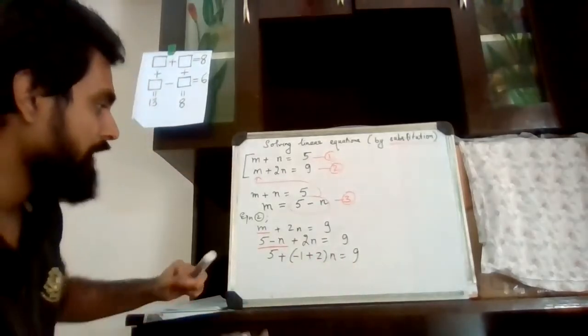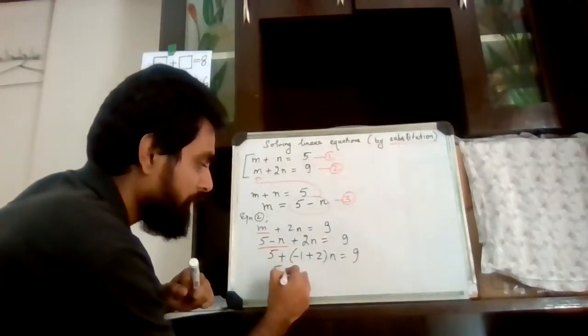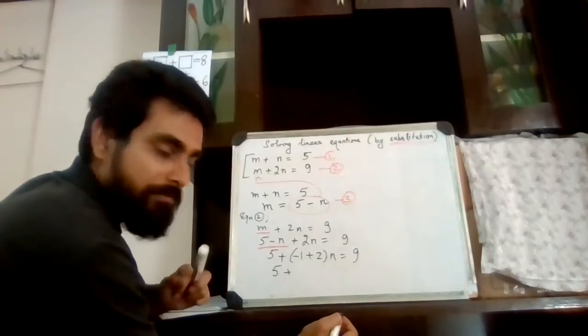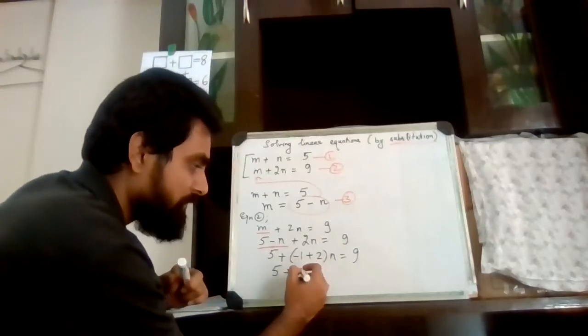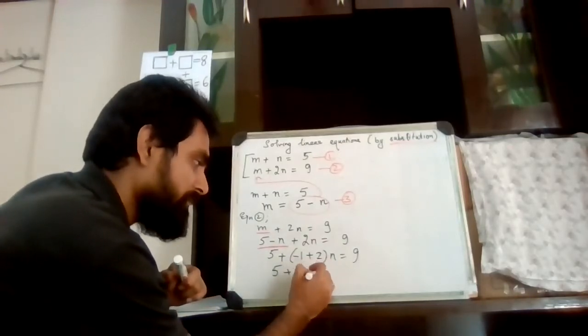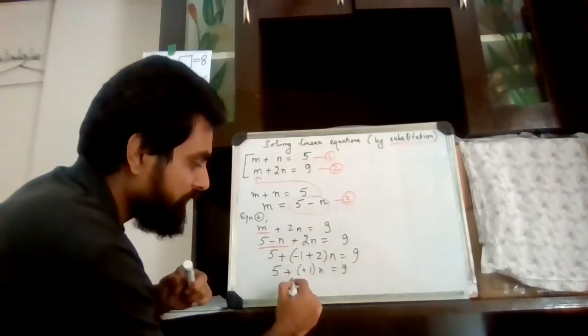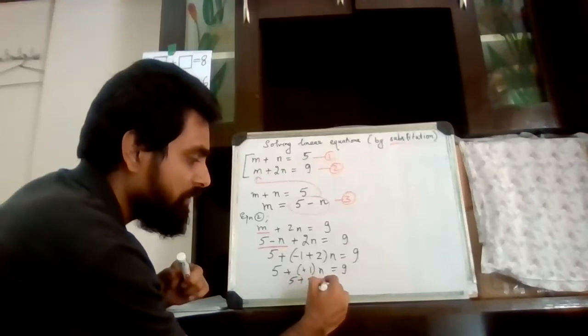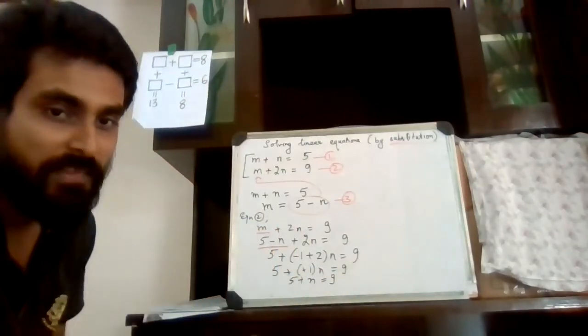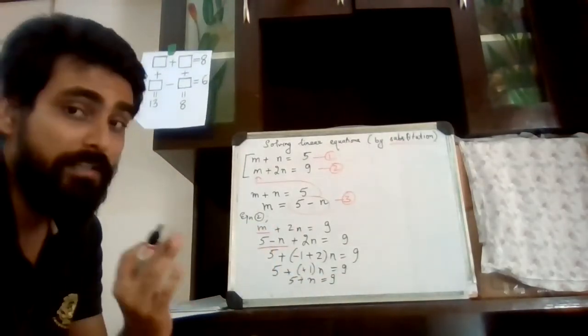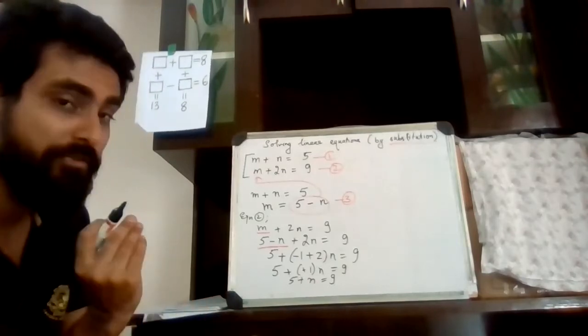So now what happens? It becomes 5 plus, this is plus 1, minus 1 plus 2, that becomes plus 1. So it is 5 plus 1n is equal to 9. That is 5 plus n is equal to 9. Are we good with that? Okay, 5 plus n is equal to 9. Now what I need to do is find the value of n.